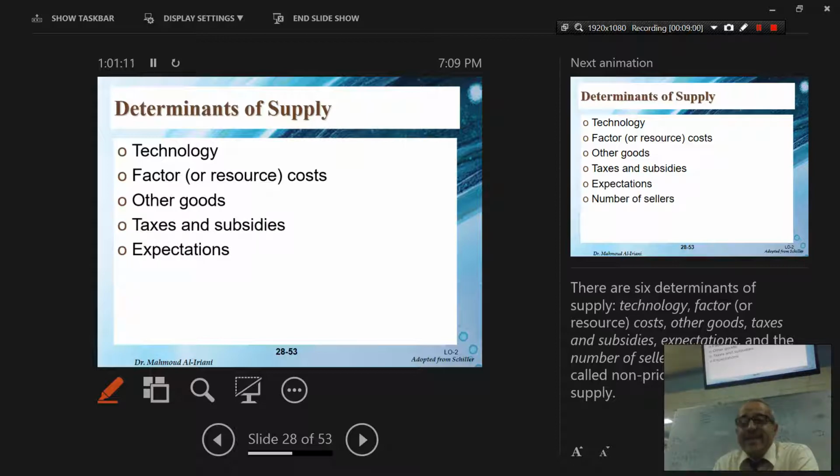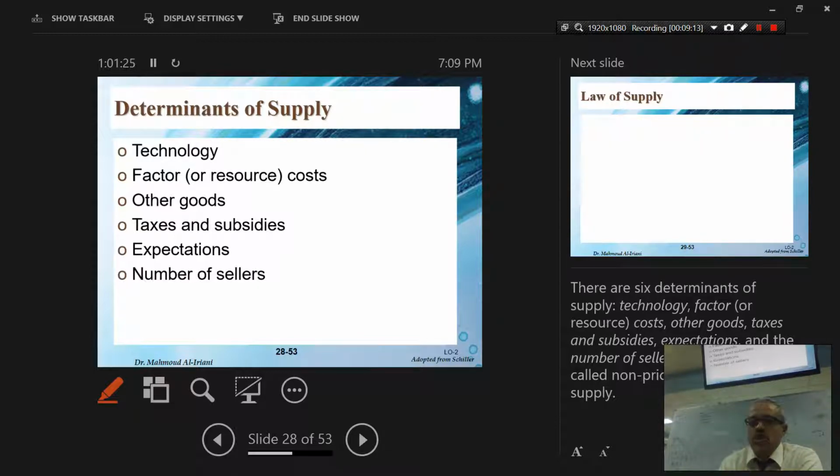And then taxes, subsidies. If the government does a subsidy, for example, they subsidize mango, that makes it cheaper. They subsidize coffee production, it becomes cheaper. And also expectations. So we think in the future we will not be able to sell as much. And the number of sellers. So those are the determinants of supply. Question on the exam, true or false? The number of sellers is a determinant of demand. False.